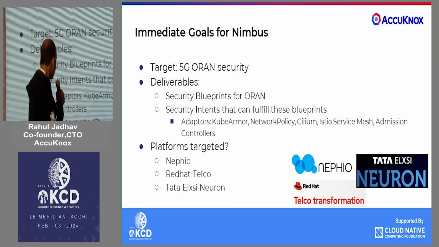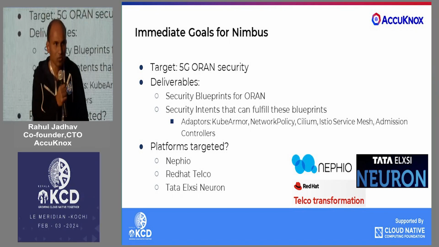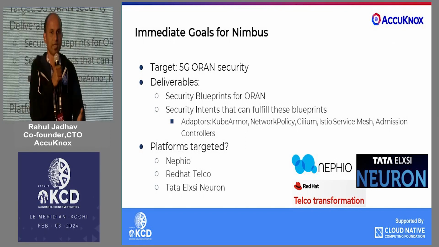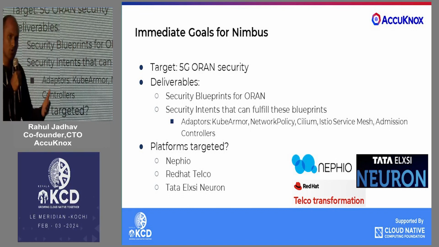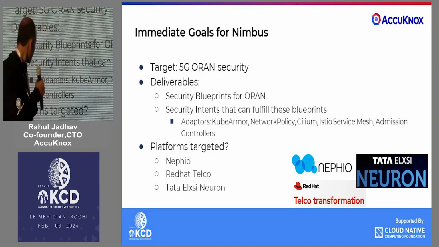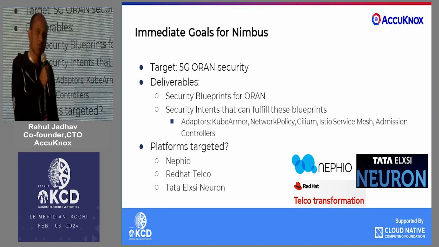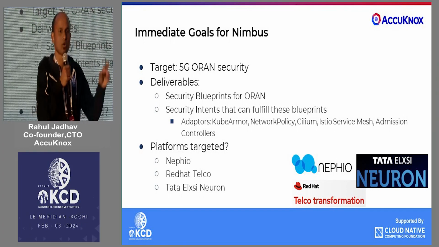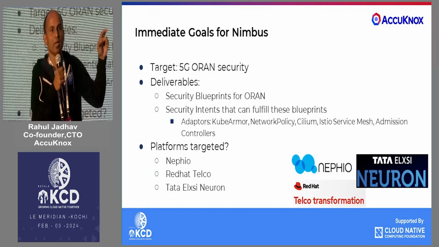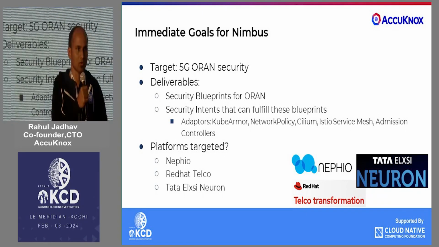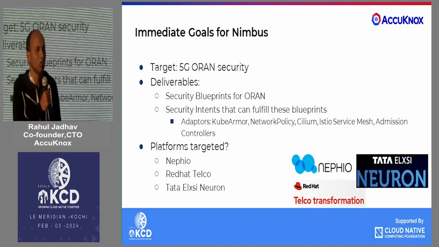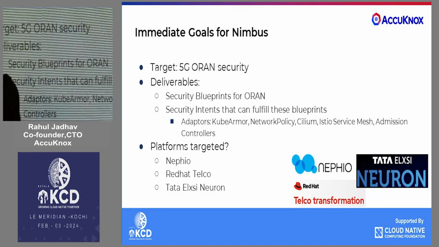The other aspect is Red Hat Telco. We are creating blueprints, working with the Red Hat, Juniper, Intel, and other teams together to create blueprints not only for security but for the whole ecosystem. And then Tata Elxsi has a platform called Neuron, which essentially talks about automating network deployments, and security is one dimension of it. You'll see some of these demos at MWC very soon.